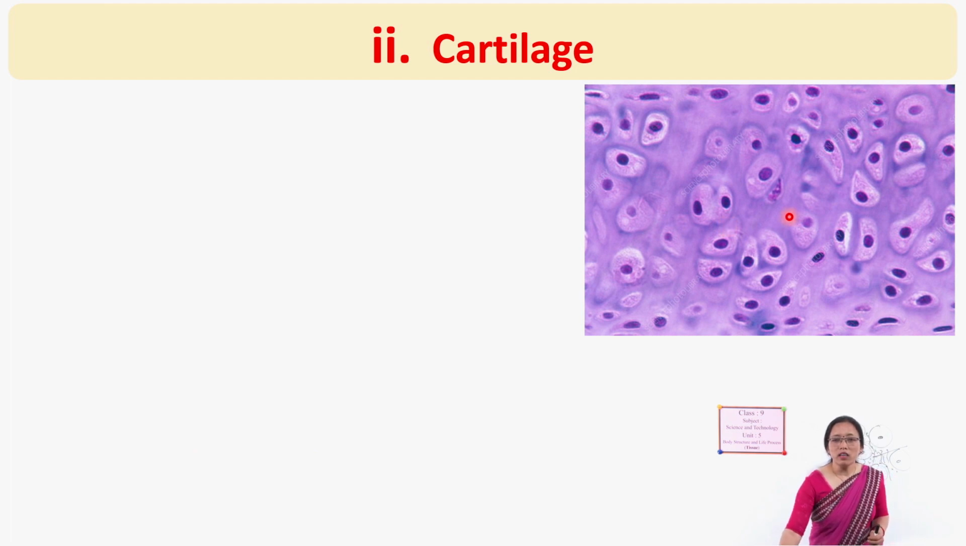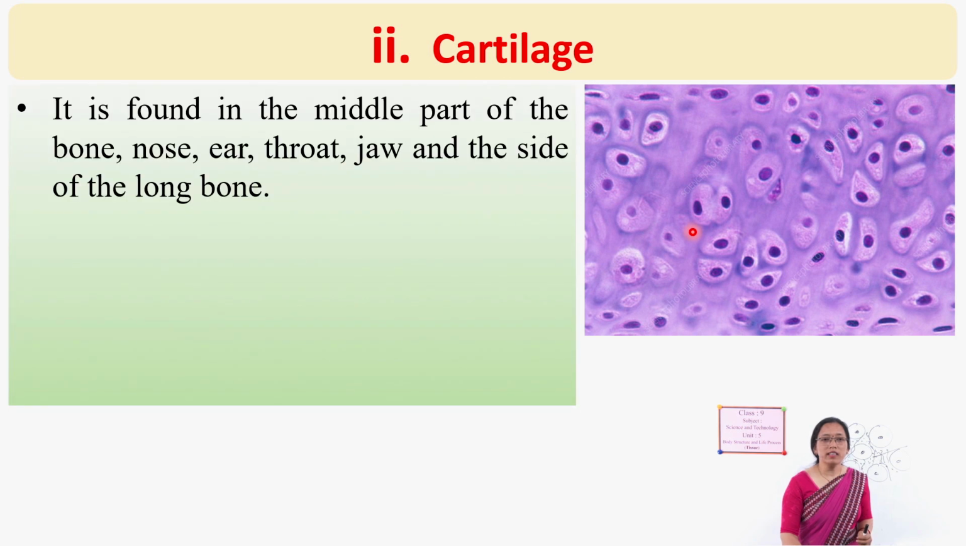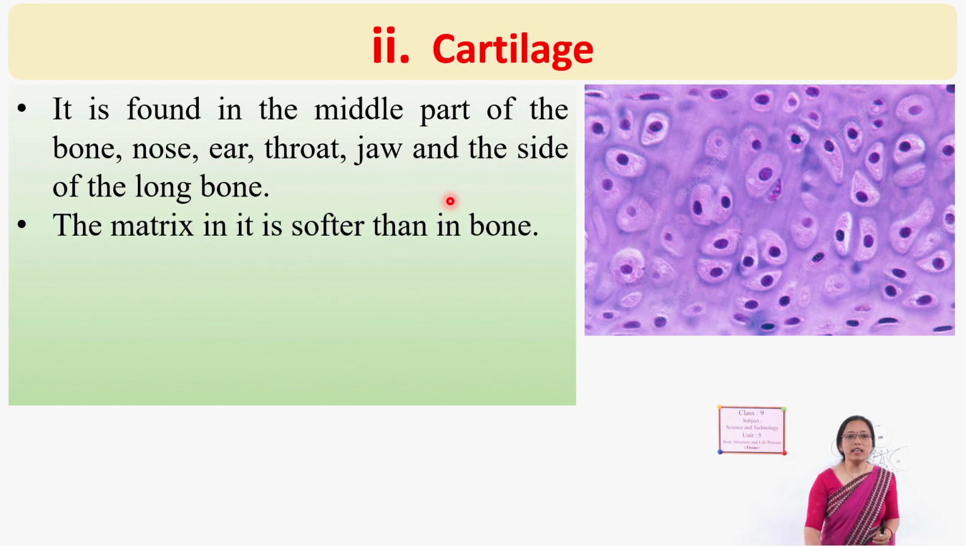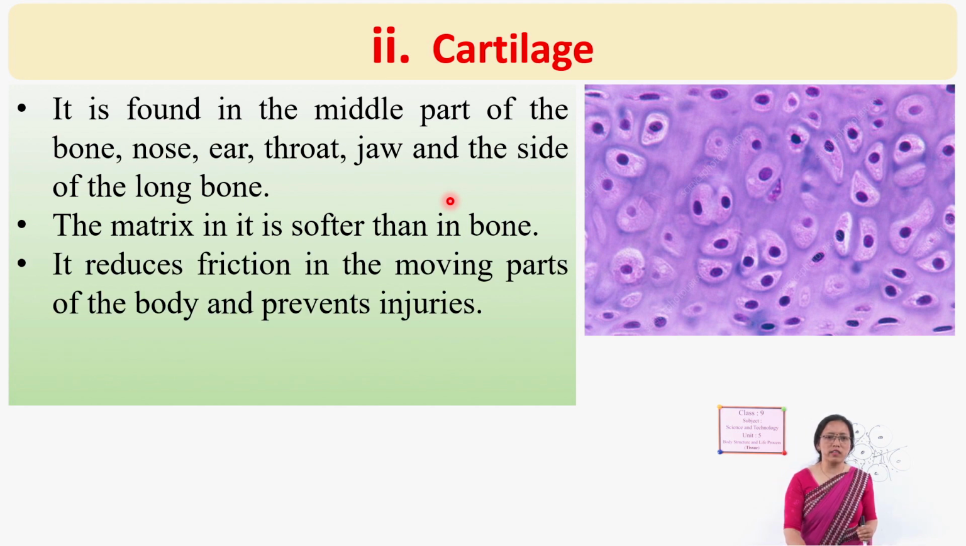Next, cartilage. Compared to bones, cartilage is soft in nature due to less deposition of calcium, and the cells are loosely arranged. It is found in the middle part of the bones, even in between the bones, and in the nose, ear, throat, jaw, etc. The matrix is softer than in bones, because there is less deposition of calcium.